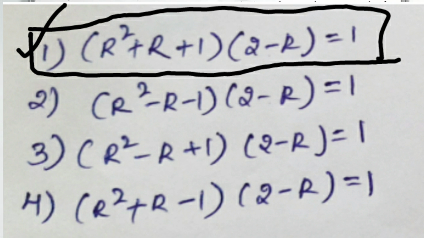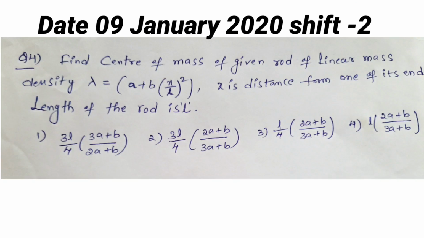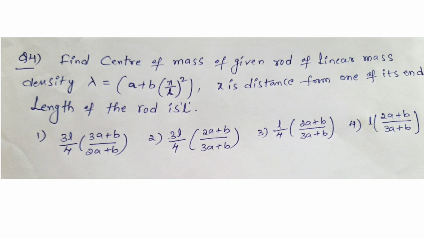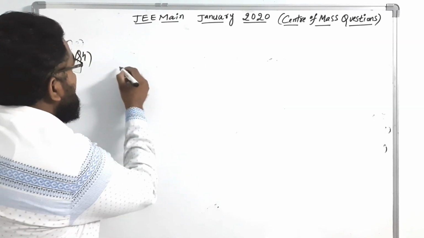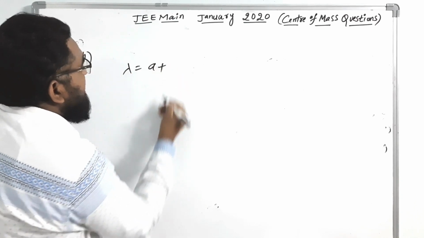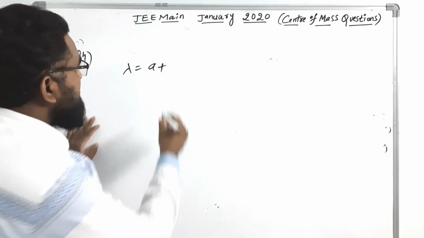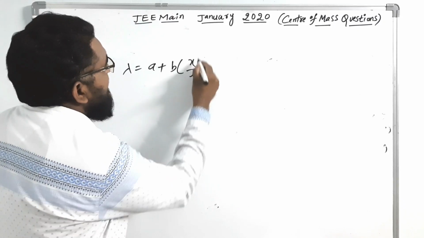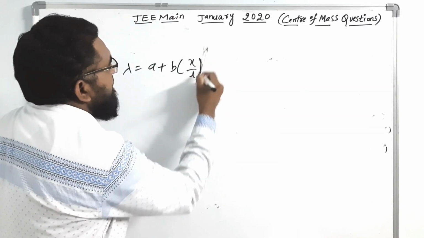Okay. Question number 4. Find the center of mass of the given rod of linear mass density lambda is equal to a plus b into x by L whole square. X is the distance from one of its ends, the length of the rod is L. So options are also given. This is lambda is equal to a plus b into x by L whole square.